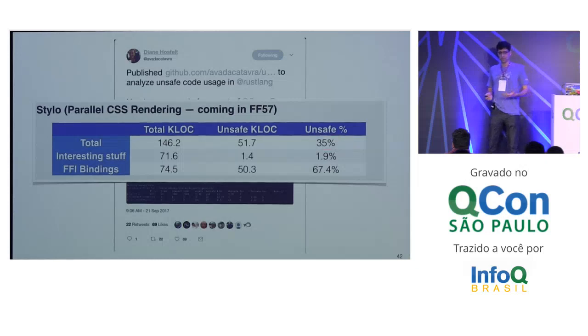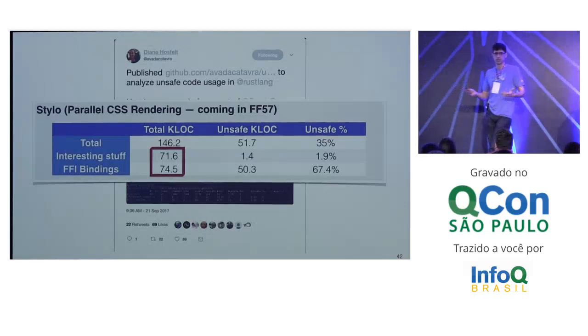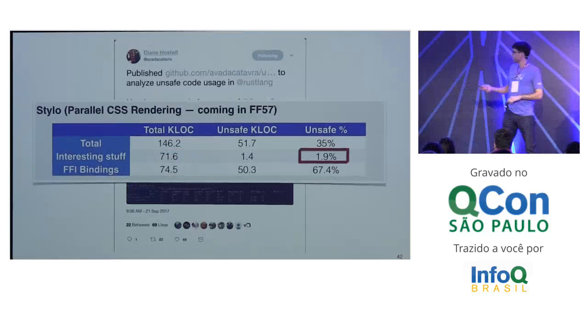So we went looking, and it turned out that what's really happening is you can divide that project into two parts. First, there's the interesting stuff that does, like, this is a parallel CSS layout algorithm. And then there's this other crap, which is the FFI bindings, where it interacts with C++. And that is kind of inherently unsafe, because you're telling the Rust compiler, here's all these C data structures that you don't understand. This is what they look like. Right? And so really the number that's most interesting is actually 2%.